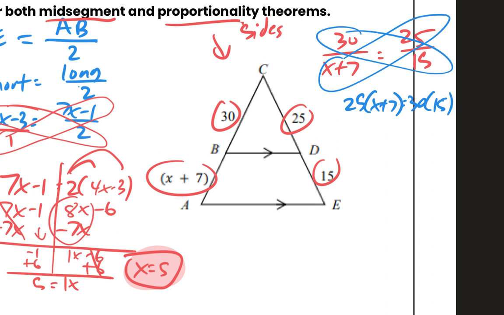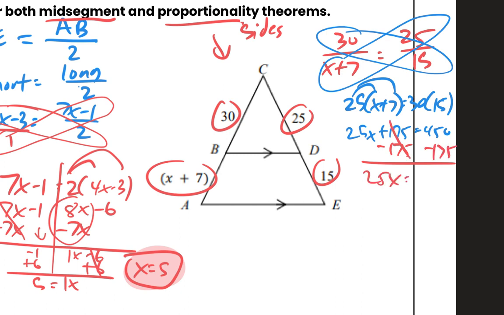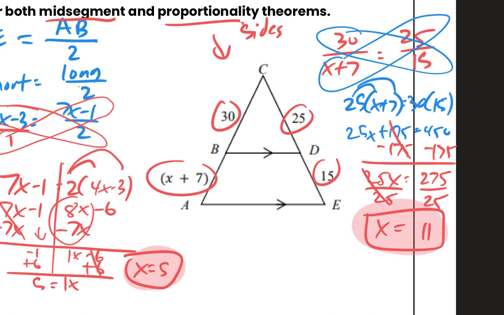Okay, so 25 times the x gives us 25x. 25 times 7 gives us 175. Equals 30 times 15, which is 450. So then what are we going to do? We are going to subtract 175 from both sides, and it cancels out. 25x equals, if we put that in our calculator, 450 minus 175, that's going to give us 275. Then what's our last step? We're just going to divide both sides by 25. So x equals 275 divided by 25, which gives us 11. So our answer on that one is x equals 11.